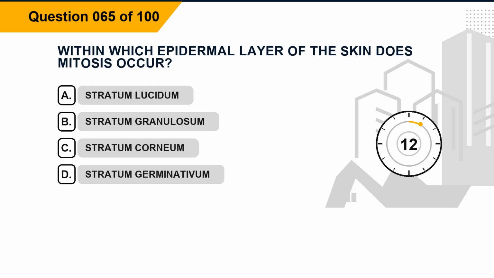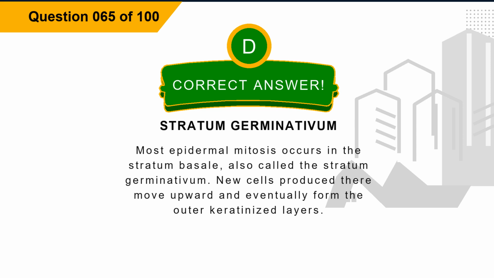Question 65. Within which epidermal layer of the skin does mitosis occur? Option A, stratum lucidum. Option B, stratum granulosum. Option C, stratum corneum. Option D, stratum germinativum. The correct answer is option D, stratum germinativum.